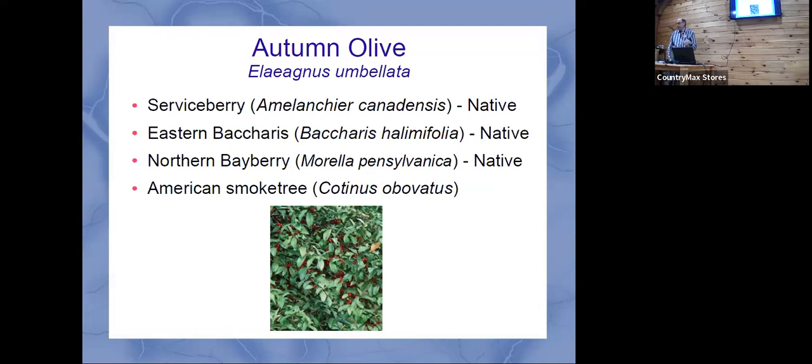This one had a score of 94 on that 0 to 100 scale, to give you an idea, so this is one of the highest scoring invasives on the state list. Again, there's tons of great native bushes you could replace it with: serviceberry, which is a lovely native, Eastern baccharis, the Northern bayberry, or American smoke tree, which is not native. It'd be easy to find a bush, probably for sale here at Country Max later, to replace this with if you wanted to take it out.